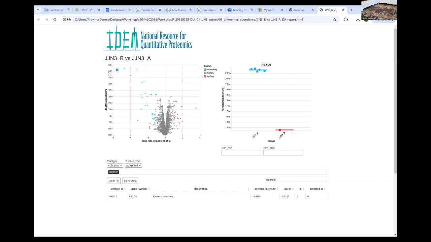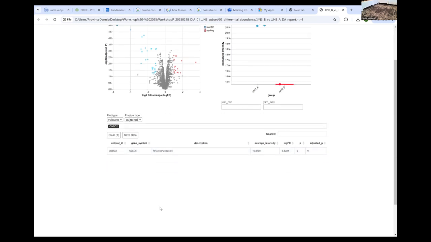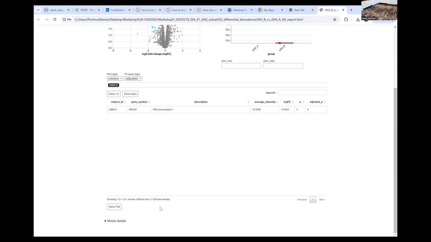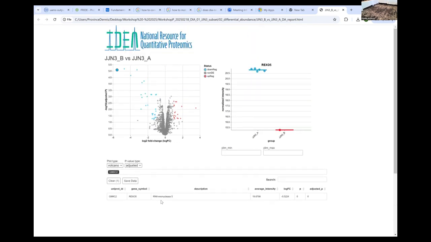And then once I click on that, it pulls up that exact gene symbol and the description and the average intensity, and all that information is down here. And if you scroll down a little bit farther, it will tell you how many proteins. It says showing 1 of 1 entries found from 2,139 total entries. So that's telling you what the depth was for this particular experiment. And I think the reason why this is so low level is because I was only injecting 100 or 200 nanograms of our JJN3 here, and then looking at that.